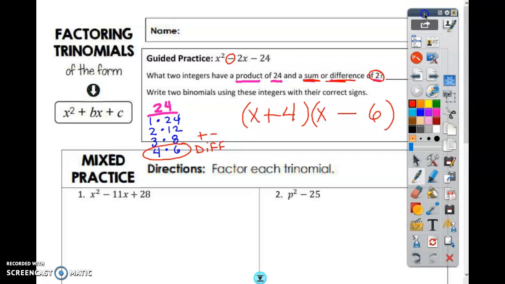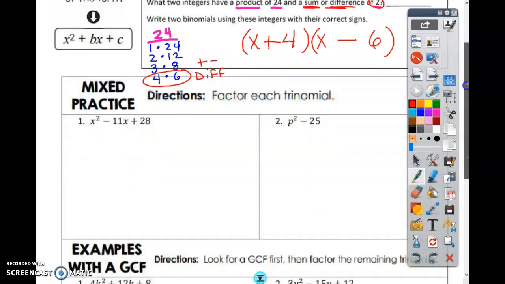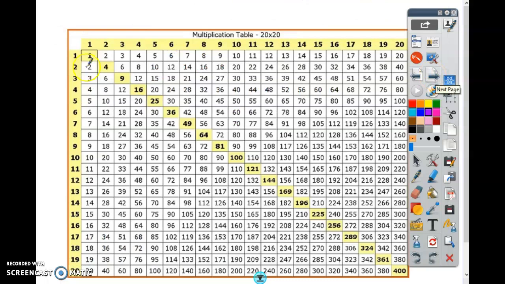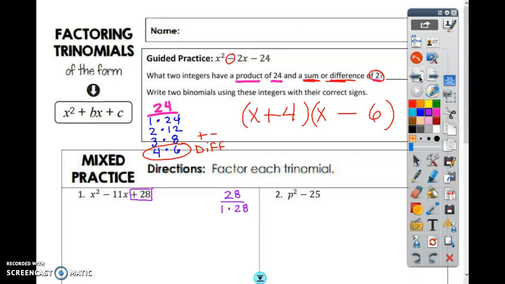Let's do problem number 1. I need factors, or things that multiply and give me 28. So start looking in your multiplication table. I know for sure that 1 times 28. Let's look at the table. What about 2? Here we go. 2 times 14 works. So write it down. 2 times 14.